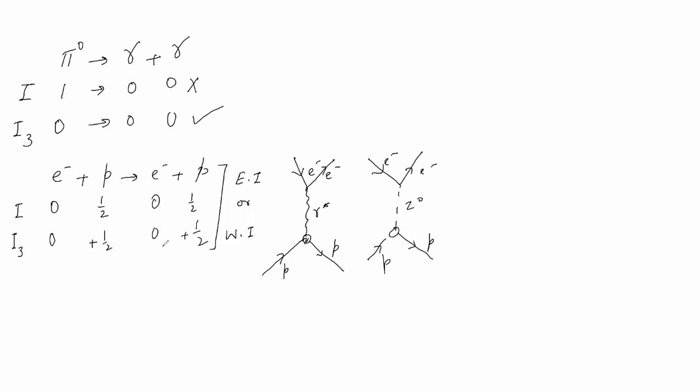But electromagnetic interaction cross section is much higher than weak interaction cross section. Electromagnetic interaction cross section is of the order of 10 power minus 30 centimeter square, and weak interaction cross section is 10 power minus 40 centimeter square. Therefore, when we talk about electromagnetic interaction, we don't talk about weak interaction.